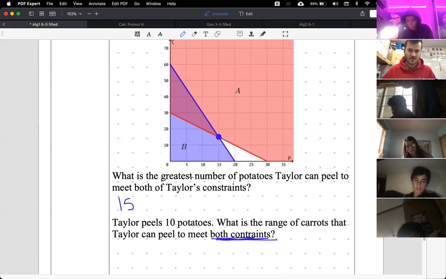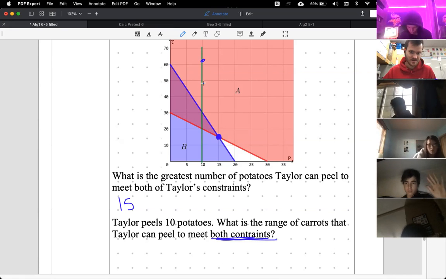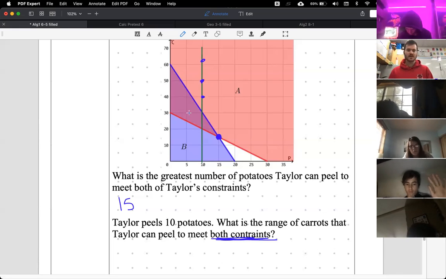And as a hint to everyone too, if I were to draw a line that represents 10 potatoes, it's this green line right here. Any single point on this line represents 10 potatoes and 62-ish carrots. This point right here represents 10 potatoes and 50 carrots. This point right here represents 10 potatoes and 40 carrots. Every single point on this line represents 10 potatoes. But it needs to be in the double shaded region. So what is the range that I can be in the double shaded region?